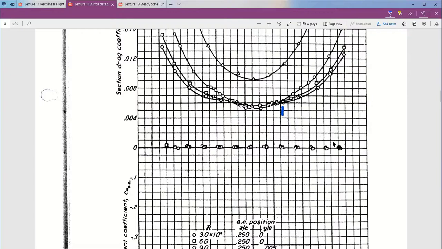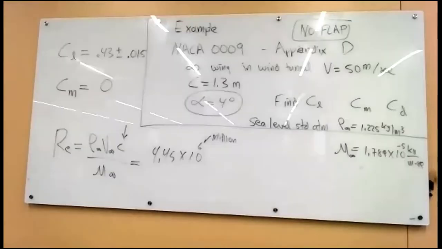What'd you get? 4 point what? 4.45 times 10 to the 6, so it's millions. So that looks like it's in the right range of what we were seeing on the chart, right? Anybody else get this number? Good? All right, we all agree. So now we got to go back to the, oh, I need to put this on the screen for the Zoomers. So there's a Reynolds number calculation.